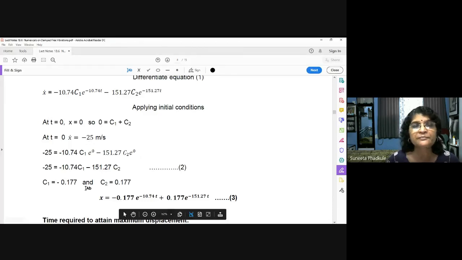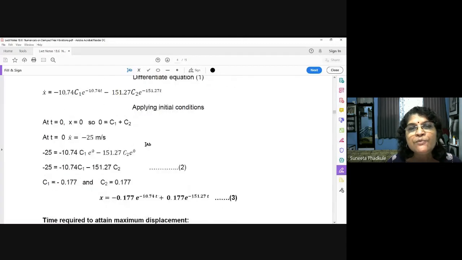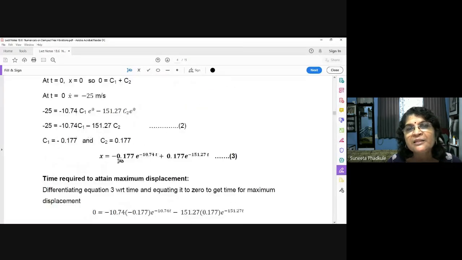Okay. So putting the values of C1 and C2 into this equation, your solution is X is equal to minus 0.177 into e raised to minus 10.74 t plus 0.177 into e raised to minus 151.27 t. This is your answer. So this is the equation of motion or solution for the overdamped system. Now this was the first part.